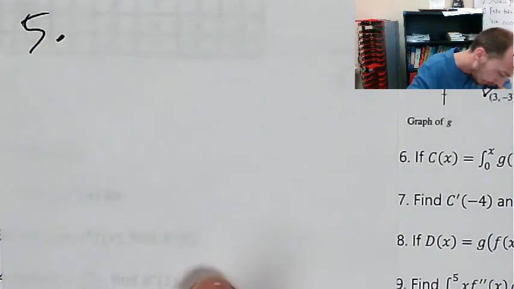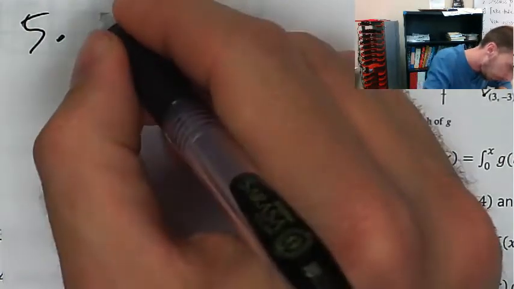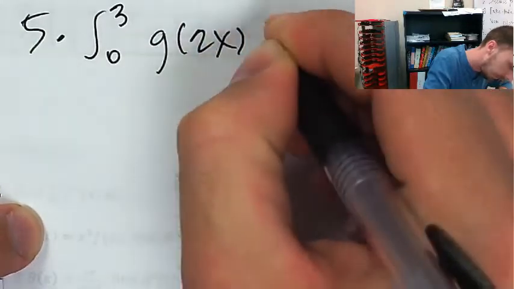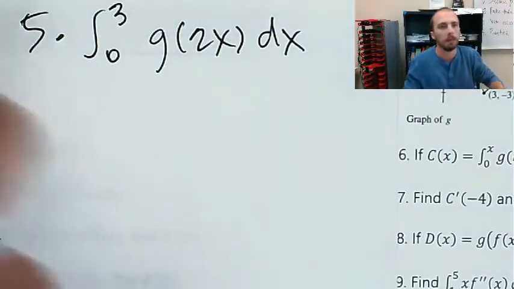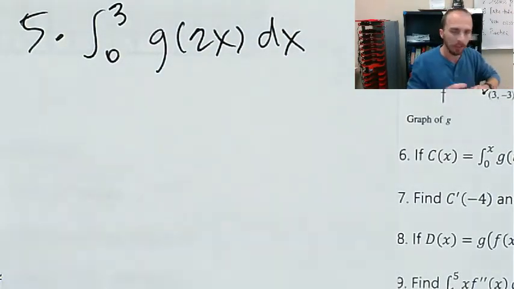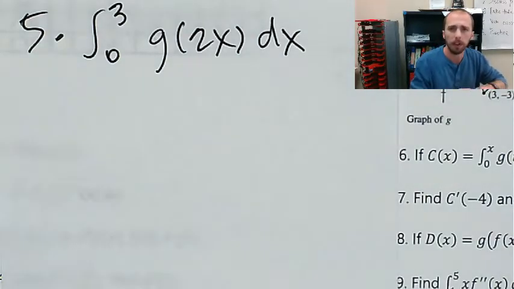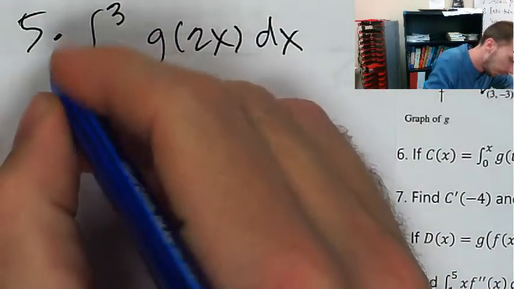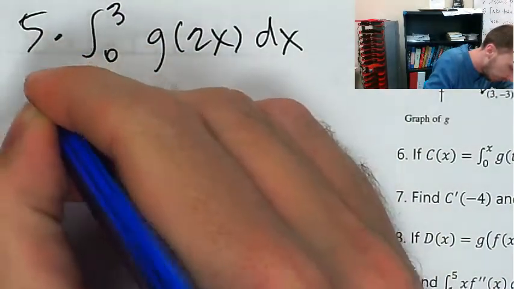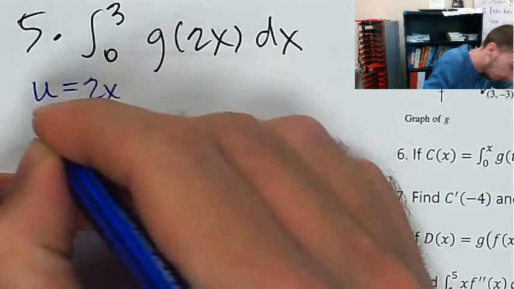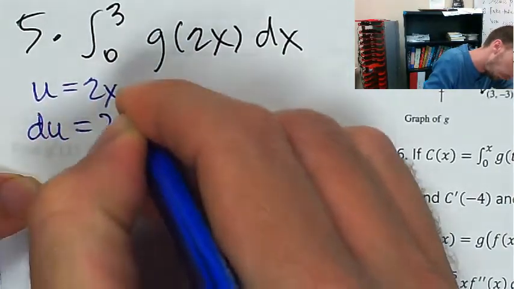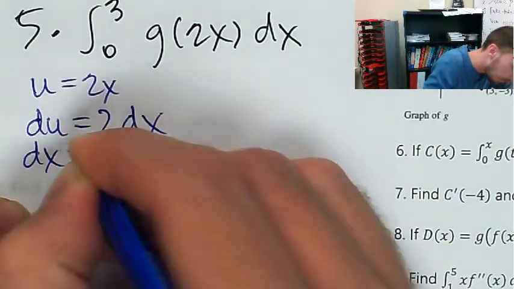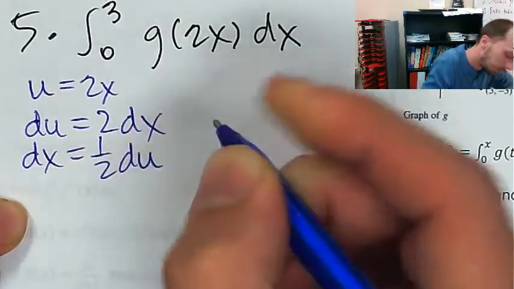It's going to be, let's see, the integral from 0 to 3 of g of 2x dx. Okay, this one has a composition. It's got the 2x inside of g, and it's going to be u du. So I've got u equals 2x, and du is 2 dx. I don't have 2 dx, I have 1 dx, so dx is half of du.